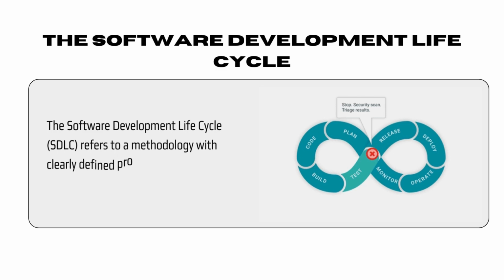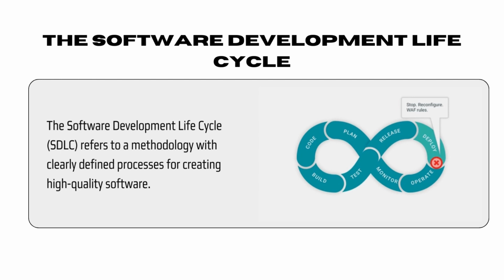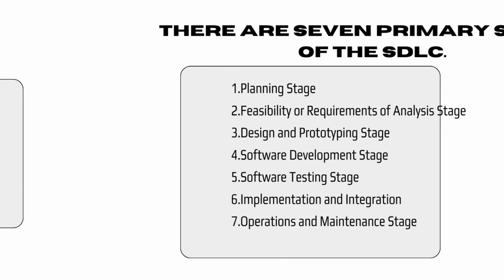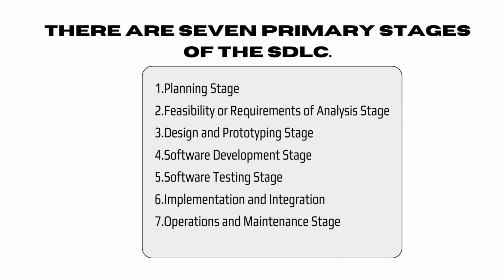The Software Development Life Cycle (SDLC) refers to a methodology with clearly defined processes for creating high-quality software. There are 7 primary stages of the SDLC. 1. Planning stage. 2. Feasibility or requirements analysis stage. 3. Design and prototyping stage. 4. Software development stage. 5. Software testing stage. 6. Implementation and integration. 7. Operations and maintenance stage.